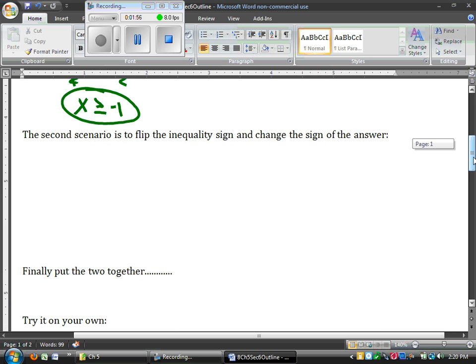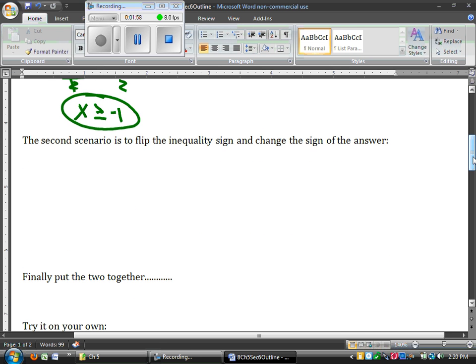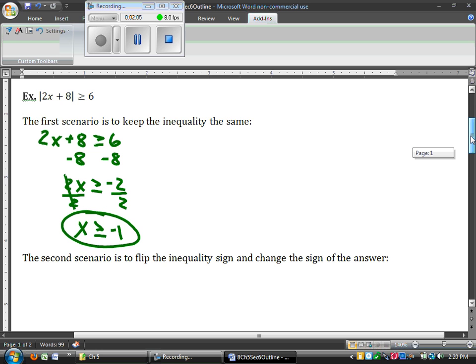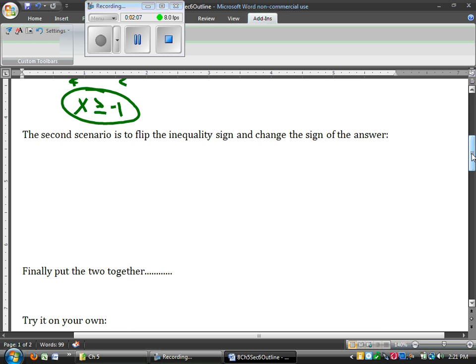The second scenario is to flip the inequality sign and change the sign of our answer. We had 2x plus 8 is greater than or equal to 6. That means we're still going to have 2x plus 8, only this time we're going to have less than or equal to negative 6. Now we still subtract 8. 2x is less than or equal to negative 14. Divide by 2, x is less than or equal to negative 7.